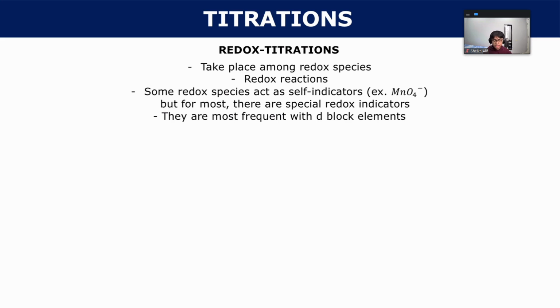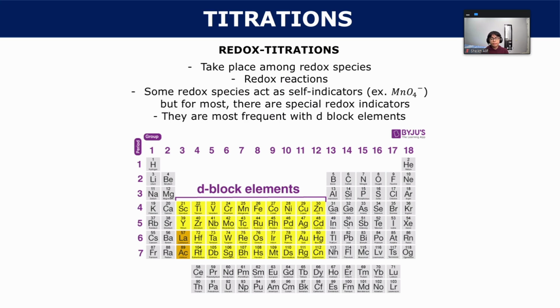In a redox titration, the reactions take place among redox species. Some redox species are going to act as self-indicators, an example being MnO4-. But most of the time there are special redox indicators. Just as in acid-base titrations you have certain indicators, in redox titrations you're going to have some different indicators that are usually used. Redox titrations are most frequent with d-block elements. This is the d-block, a part of the periodic table, and the redox reactions that you're going to find are usually here.